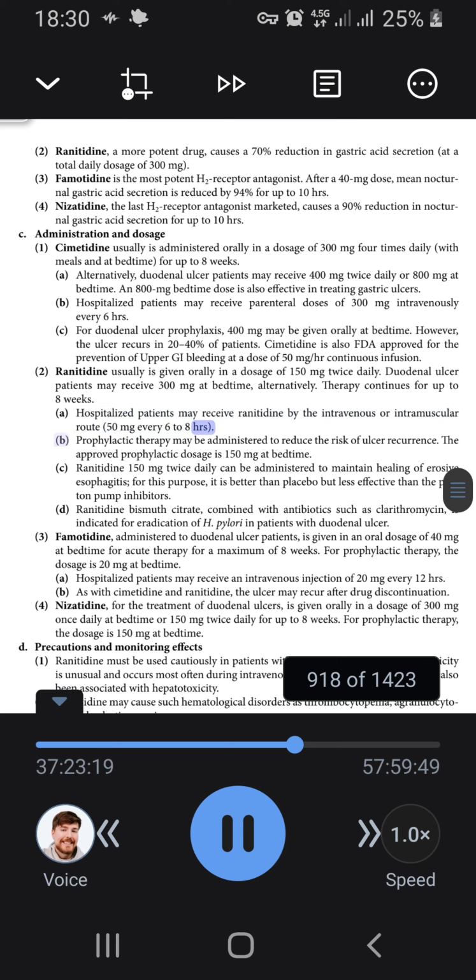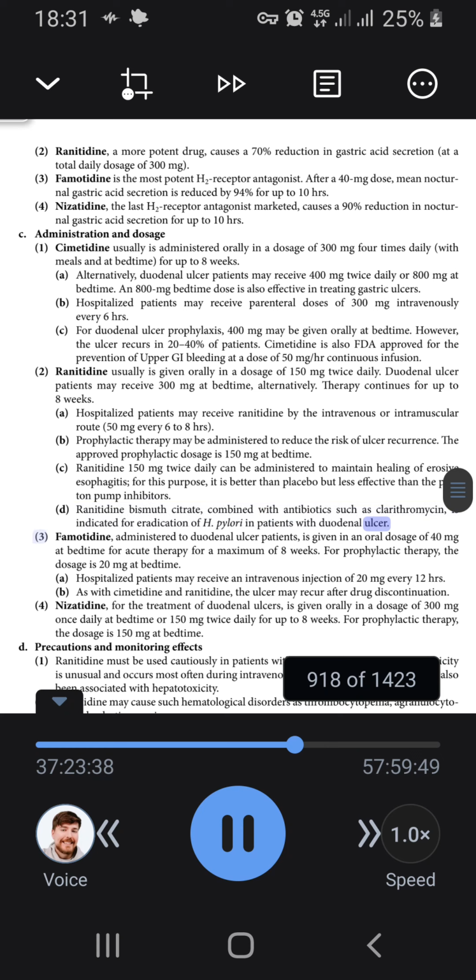b. Prophylactic therapy may be administered to reduce the risk of ulcer recurrence. The approved prophylactic dosage is 150 milligrams at bedtime. Ranitidine 150 milligrams twice daily can be administered to maintain healing of erosive esophagitis. For this purpose, it is better than placebo, but less effective than the proton pump inhibitors. d. Ranitidine bismuth citrate, combined with antibiotics such as clarithromycin, is indicated for eradication of H. pylori in patients with duodenal ulcer.